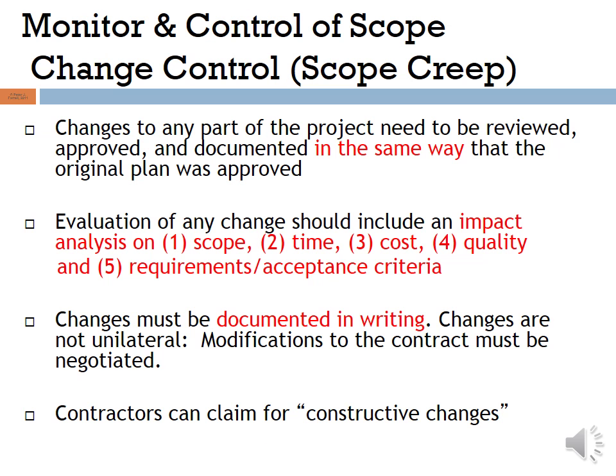Now, to monitor and control of scope, change control. Changes to any part of the project need to be reviewed, approved, and documented in the same way that the original plan was approved. Evaluation of any change should include an impact analysis on the scope, time, cost, quality, and requirement and acceptance criteria. Changes must be documented in writing. Changes are unilateral. Modifications to the contract must be negotiated. Otherwise, contractors can claim for constructive changes.